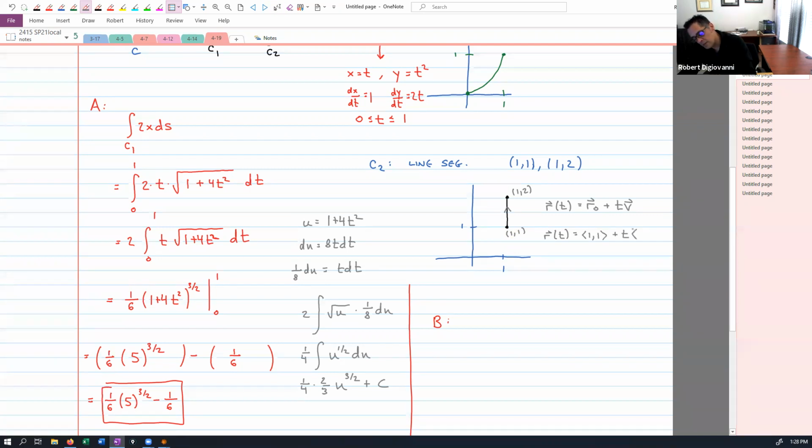Plus t times, now the v is the direction vector. And Fabiola would tell you that to get the direction vector given 2 points, you have to take this and subtract that. So our vector should be the vector (0, 1). And then if we put these together, this should be just (1, 1) plus t. So I distributed the t through here, and then I put these two vectors together and I get this.